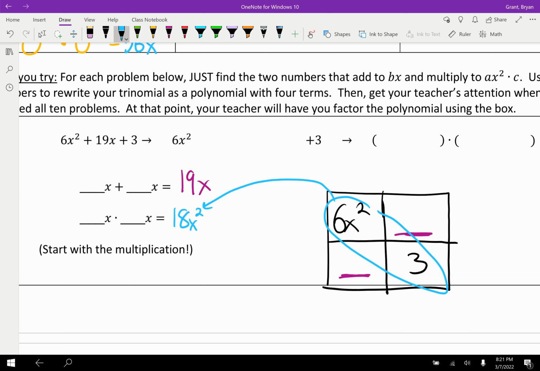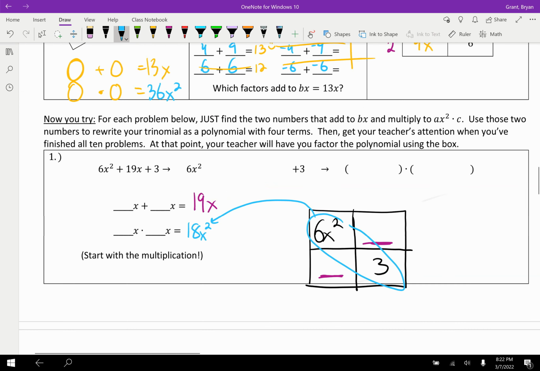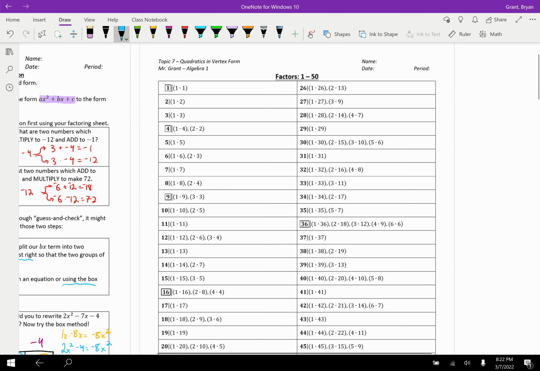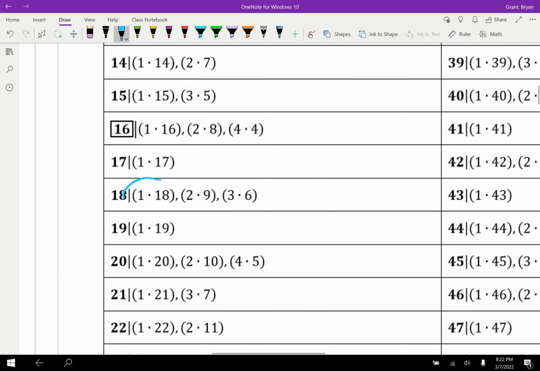And now we play our factor game. What multiplies to equal 18 and adds to equal 19? Well, you can use your factor sheet or your knowledge of factors. It's up to you. I'm going to look up 18 though and say, which of these can combine to make 19? No way 3 and 6 makes 19. 2 and 9 doesn't make 19. Ooh, 18 and 1 does though.